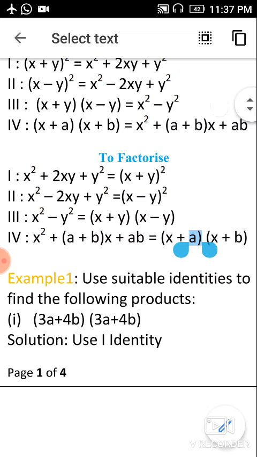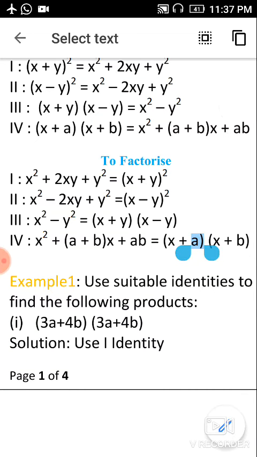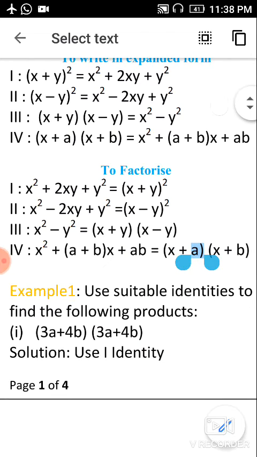Now see some examples where we have to apply these identities. These all are questions of class 8th, so nothing is new, we are just going to revise it. First example, (3a + 4b) into (3a + 4b) you have to multiply. So which identity? Both the terms are the same, so there is a square, which means we have to use the first identity.